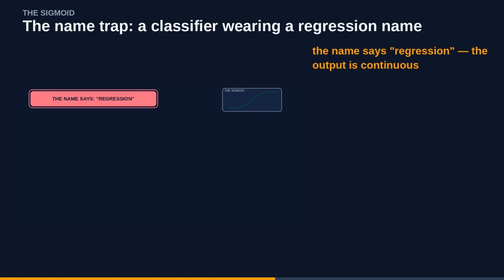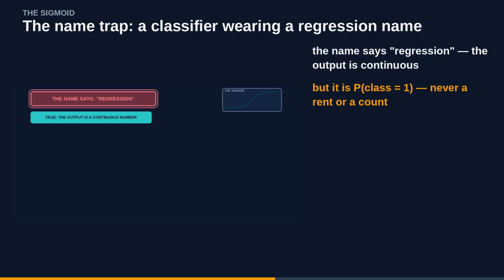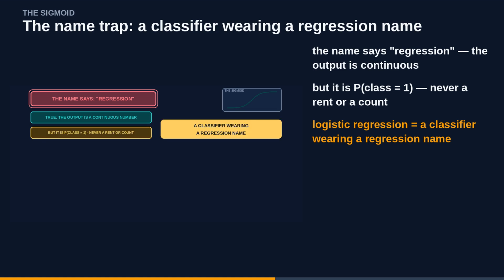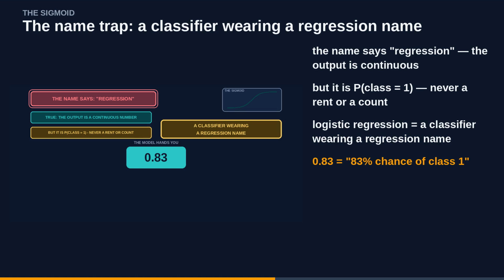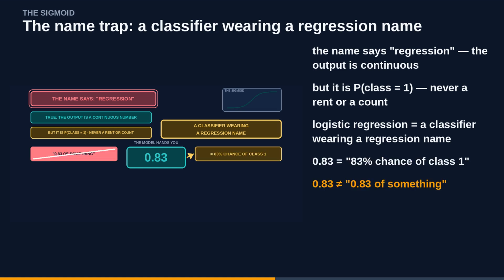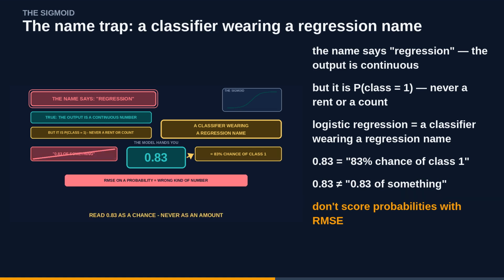Now the trap in the name. It says regression, and the output is indeed a continuous number, but that number is a probability of belonging to class 1, never a rent price or amount. Logistic regression is a classifier wearing a regression name. If a model hands you 0.83, it is saying 83% chance this row is class 1. It is not saying the answer is 0.83 of something. And because the output is a probability, do not feed it into an error metric built for rent prices. Scoring these outputs with RMSE measures the wrong kind of number.